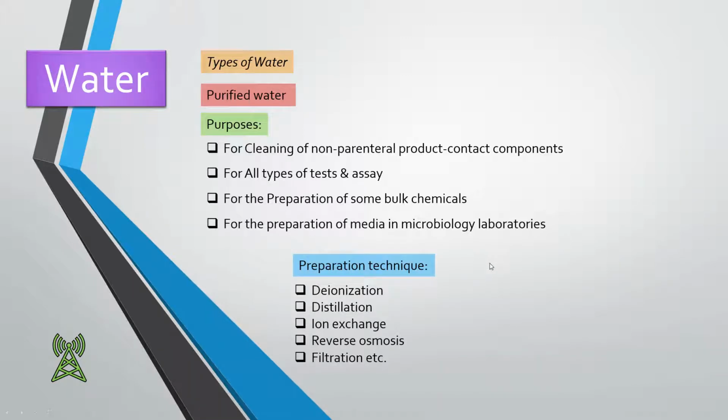Preparation technique: there are many techniques: deionization, distillation, ion exchange, RO, and filtration. But all these techniques we will study in a proper sequence, so that we will be able to understand how it actually is produced. So this is the outline of the processes involved in its production.